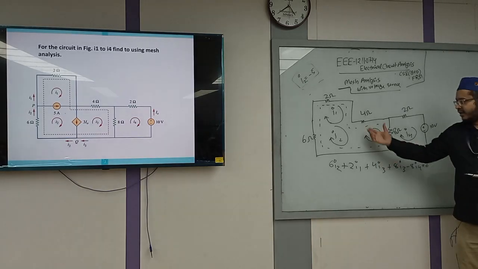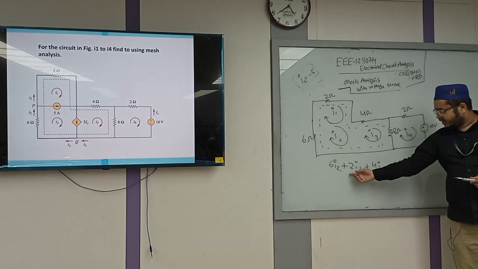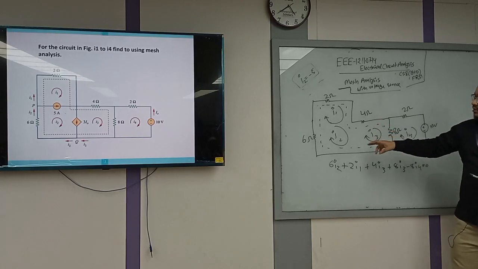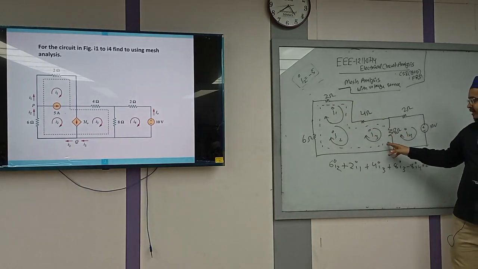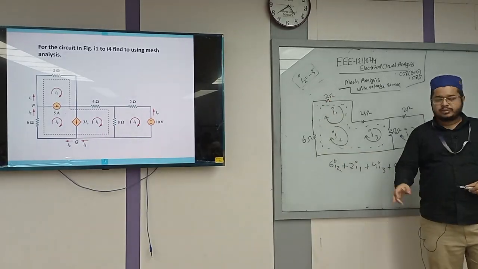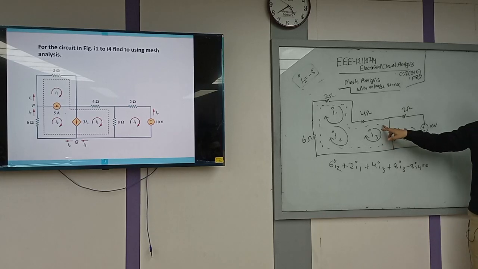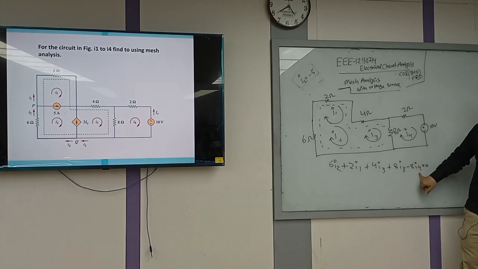So if we apply KVL in this mesh, we'll get this equation: 6I2 plus 2I1 plus 4I3 plus 8I3. The loop is completed, and for the 8 ohm resistance I3 is flowing through like this and I4 is flowing through in the opposite direction, as I am calculating it for this part. I4 will be minus.